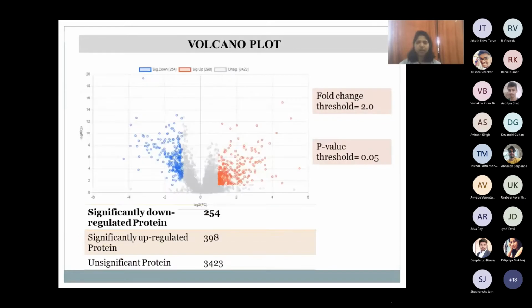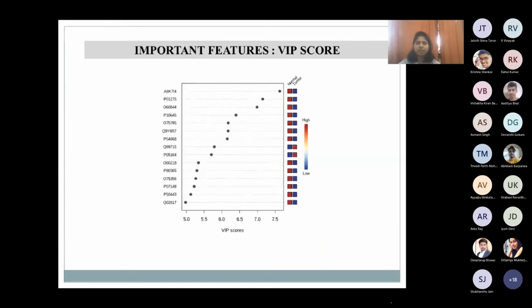Next, the volcano plot was used, where both the fold change and p-value thresholds were implemented, and the significantly downregulated proteins observed here were 254. Significantly upregulated proteins observed were 398, and insignificant proteins observed were 3,423.